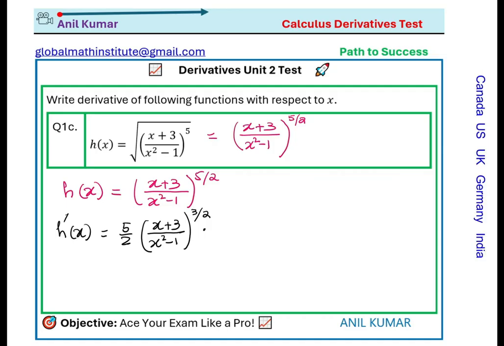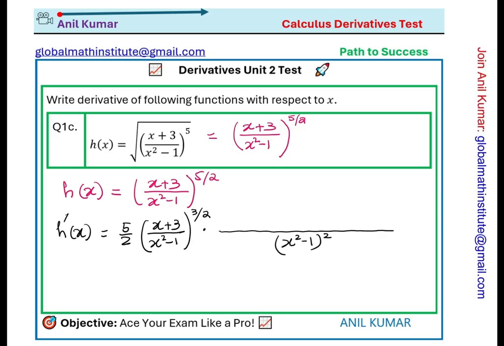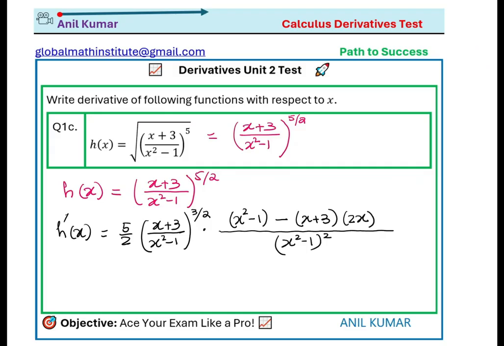So what is the inside function? Inside function is x plus 3 over x square minus 1. We can apply the quotient rule, correct? So if you apply the quotient rule, then you get the denominator square, which is x square minus 1 whole square. Derivative of the numerator, which in this case is 1, so we get x square minus 1 here, minus the function x plus 3 times the second function's derivative, which is 2x. So I hope this step is absolutely clear, right? So that is where you get it.